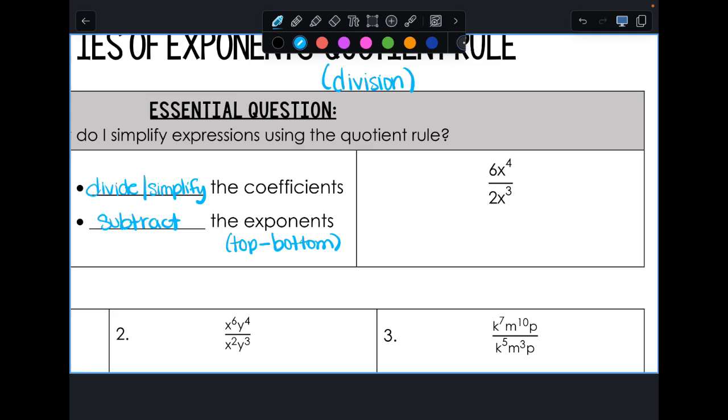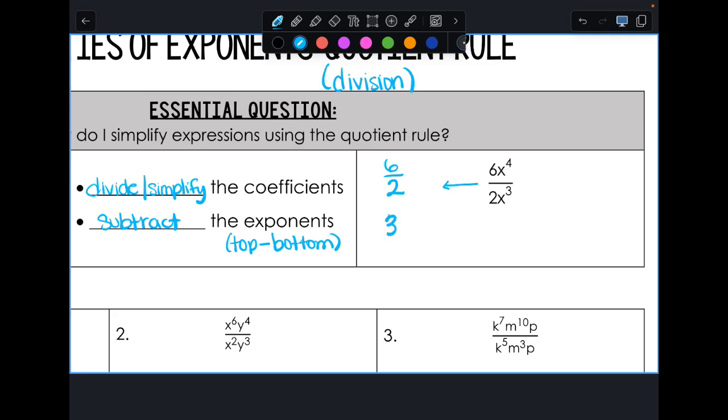So with this very first example, we have two different groups. What is one of my groups? 6 over 2. Okay, those are my coefficients. Since these are regular size numbers, they're coefficients, you would divide or simplify like you normally would. What is 6 over 2? 3.